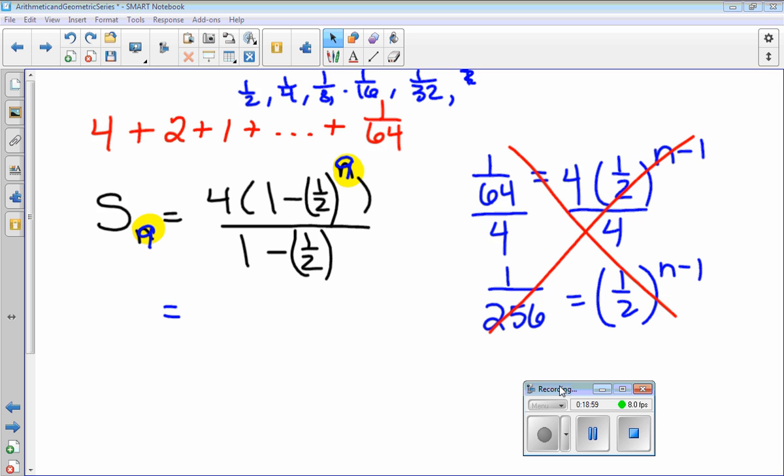I'm going to use 0.5 if that's okay with you guys, rather than put the parentheses in fractions, but it doesn't really matter. And I get my sum here to be 7.98, approximately.